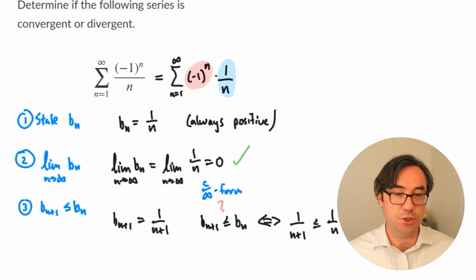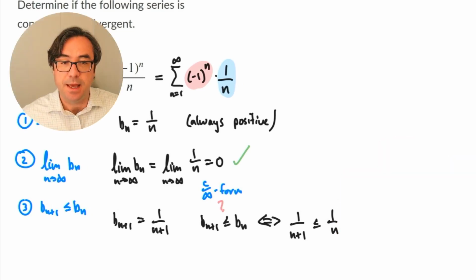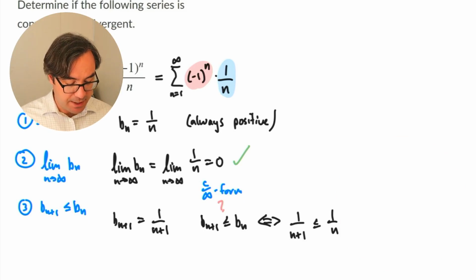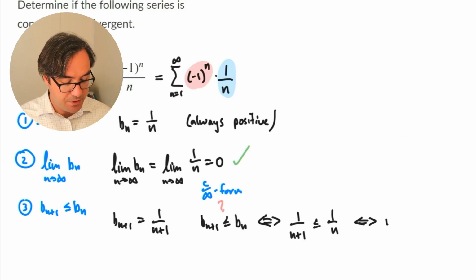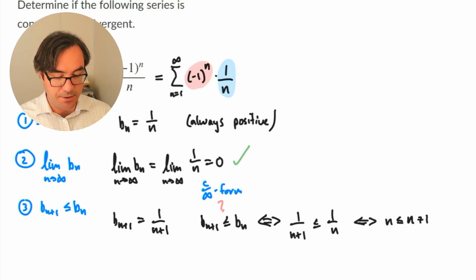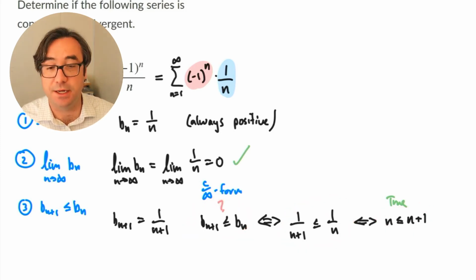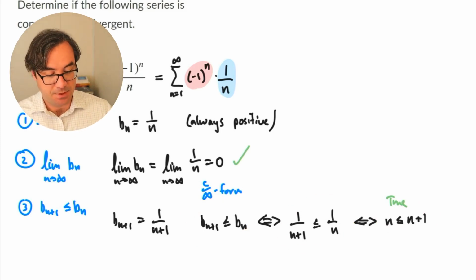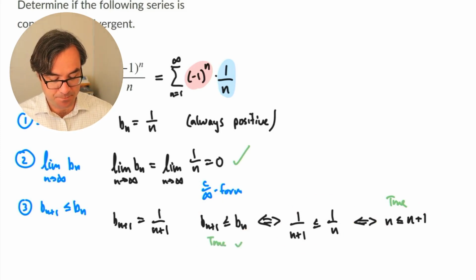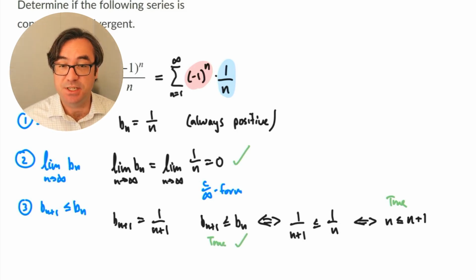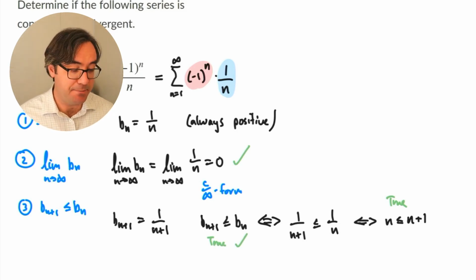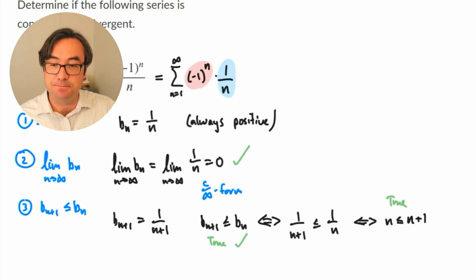Again, write out what you want to prove. And if we cross multiply here, we end up with n is less than or equal to n plus 1, and that's obviously true. And so because this statement is true, that means the previous statement was true, which means our inequality is true. All right. And since we got both of those conditions satisfied, now we're ready to state our conclusion.